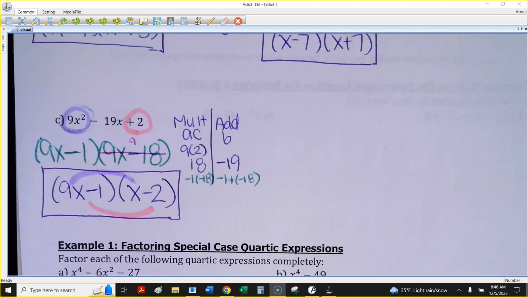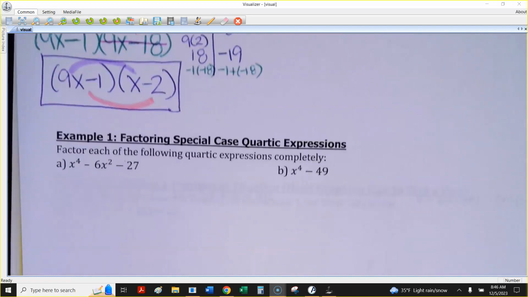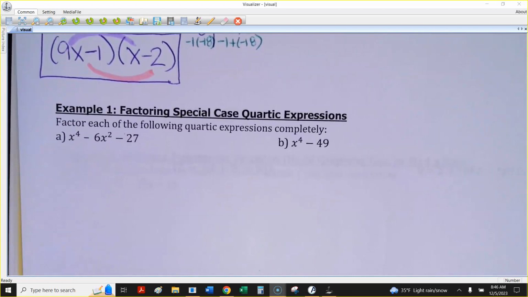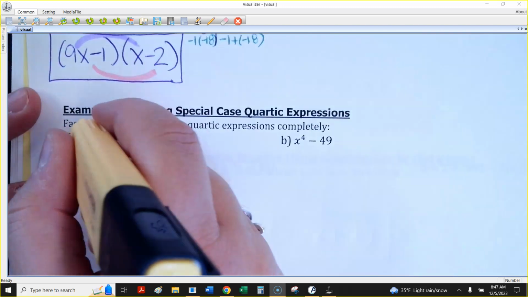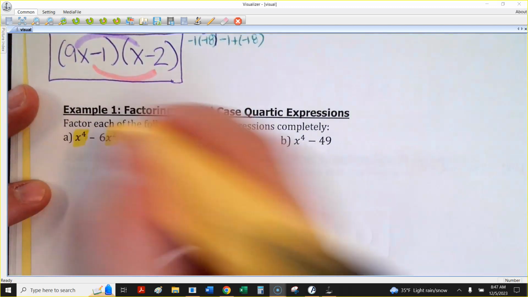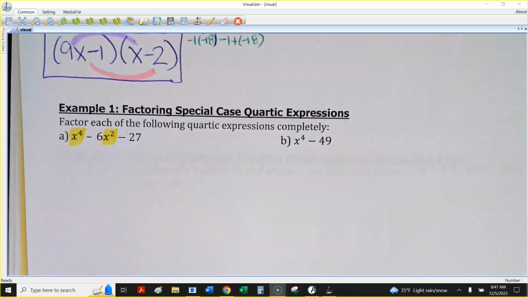Okay. Now, these questions down here almost look identical. Almost. So, part A down here is going to kind of match up with part A in the first exam, or the review up there at the top. The only difference is I changed this up. Instead of being x squared minus 6x minus 27, this is x to the fourth minus 6x squared minus 27. So really similar. These are all quartic expressions, so x to the fourth.